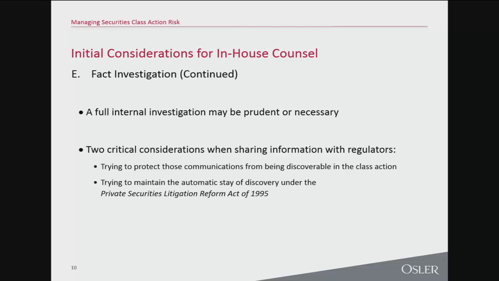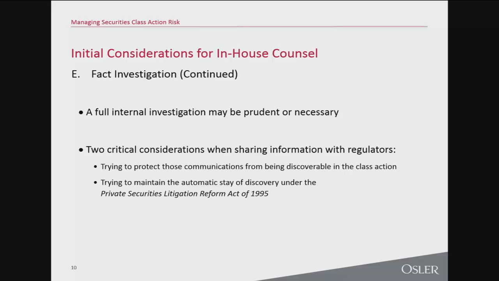The first is protecting your communications with the regulators from being discovered by the plaintiffs. And the second is trying not to prejudice what we have in the United States, which is an automatic stay of discovery pending the initial motion to dismiss.